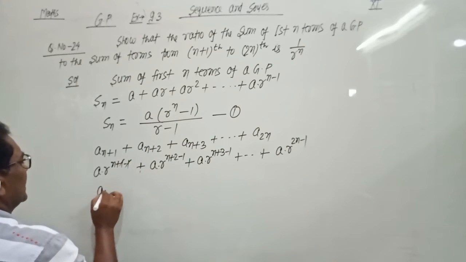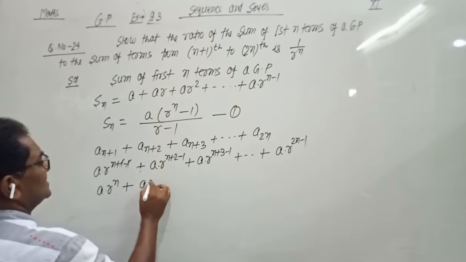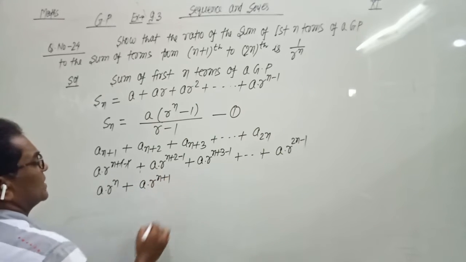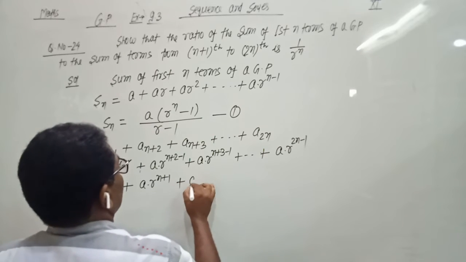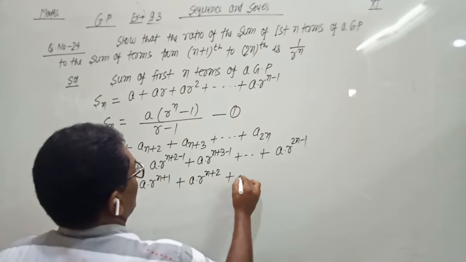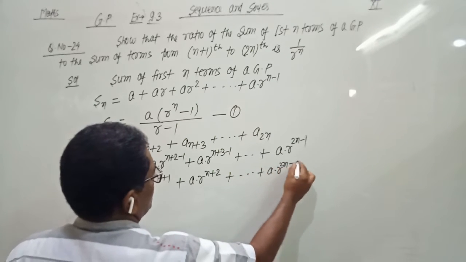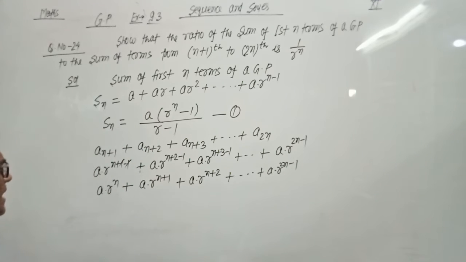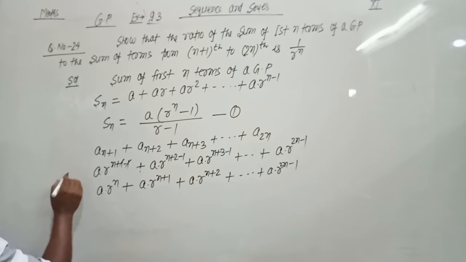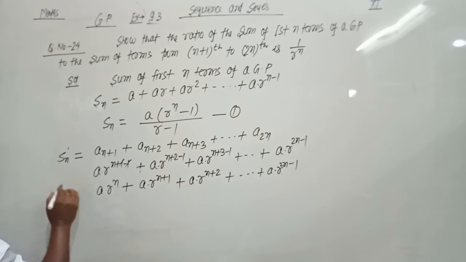After solving, we get a into r raised to the power n plus a into r raised to the power n plus 1 plus a into r raised to the power n plus 2 plus dash dash a into r raised to the power 2n minus 1, and we represent this sum by Sn dash.